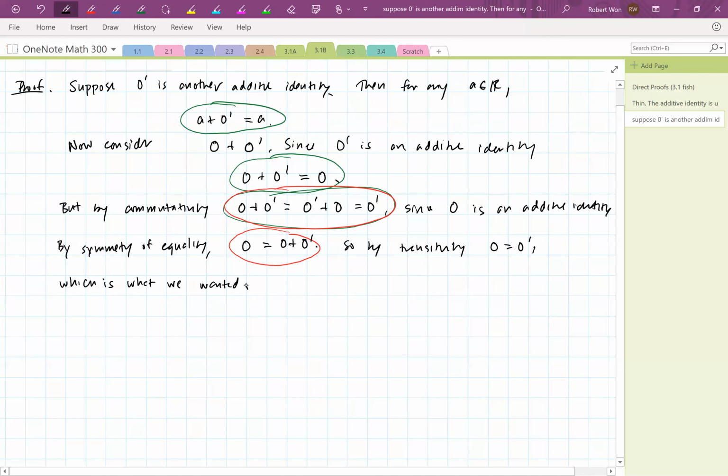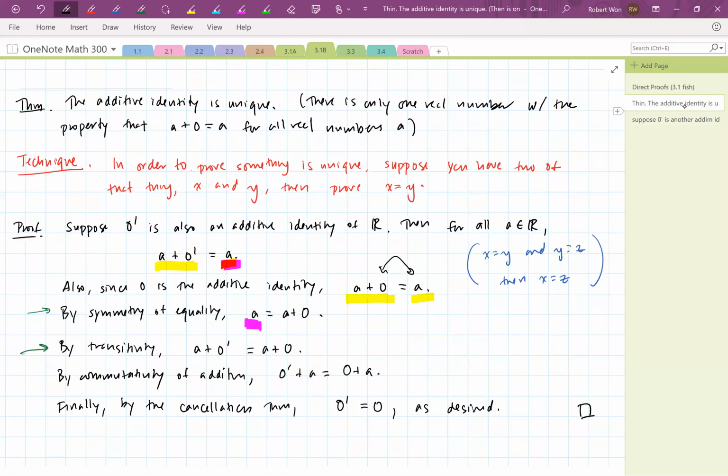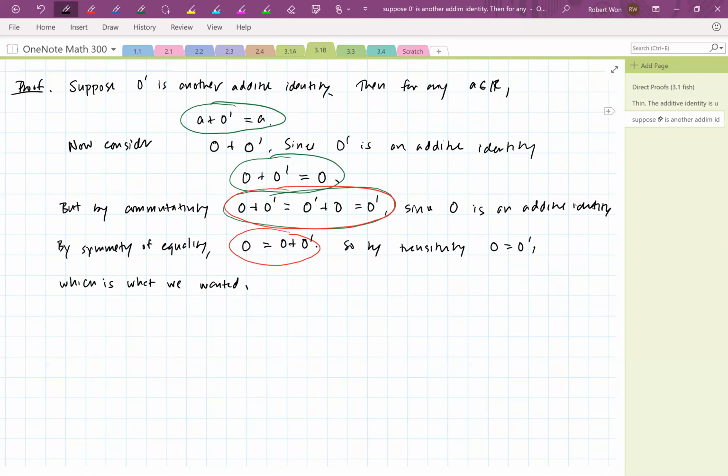Okay, so there's another proof that the additive identity is unique. Our first proof used any real number A, and then you use the additive identity property of both 0 and 0 prime, and then transitivity. For this proof, basically, we added 0 to 0 prime and said, oh, that has to be 0, that also has to be 0 prime, therefore 0 and 0 prime are the same. Those are slightly different techniques.